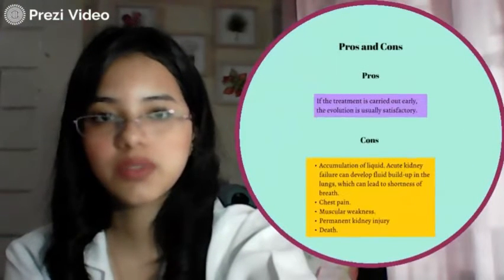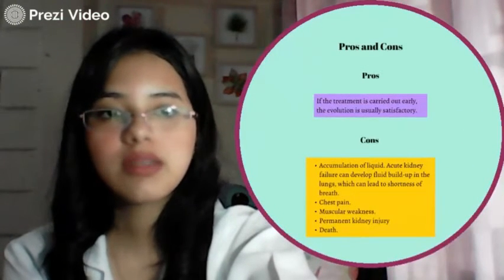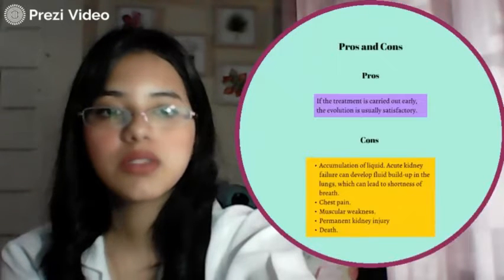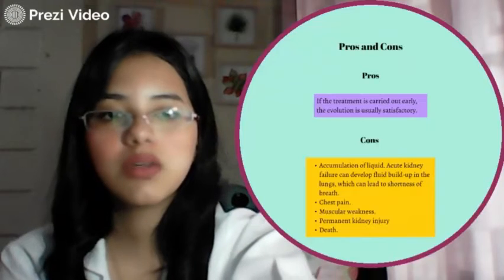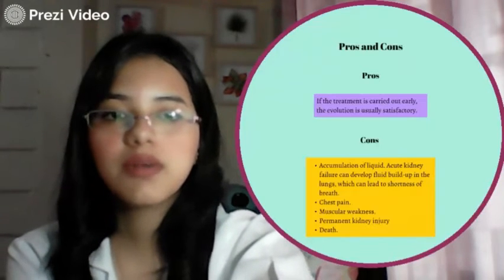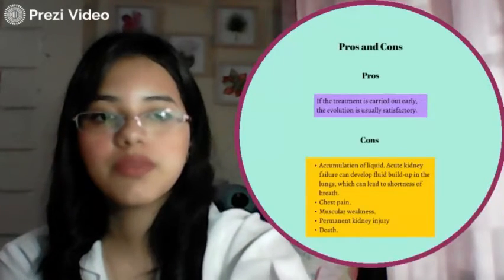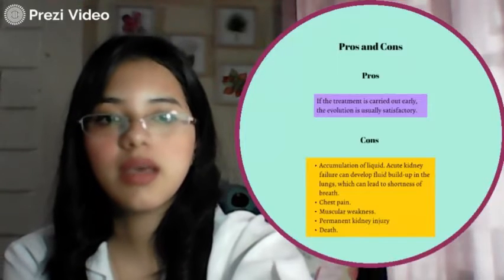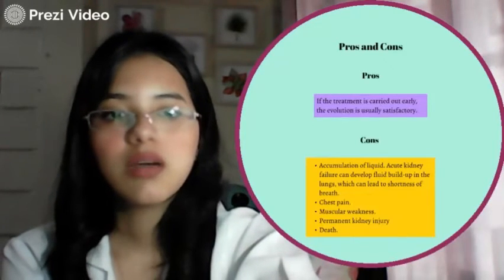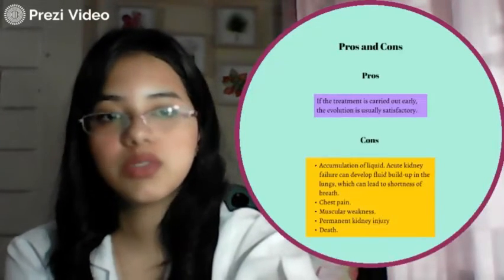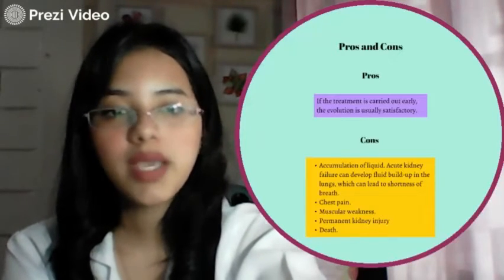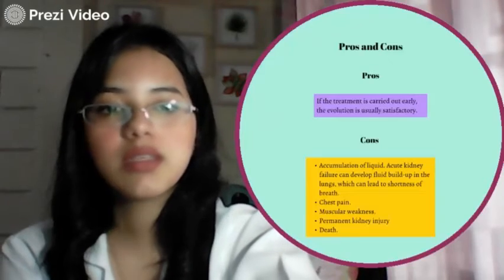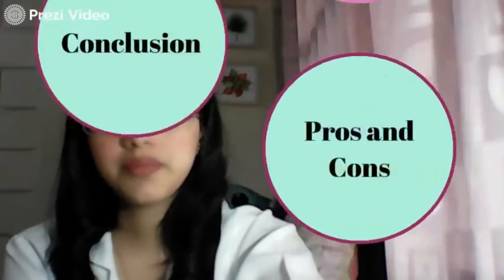Pros and cons. Pros: if the treatment is carried out early, the evolution is usually satisfactory. Cons: accumulation of liquid. Acute kidney failure can develop fluid build-up in the lungs, which can lead to shortness of breath, chest pain, muscular weakness, permanent kidney injury, and death.